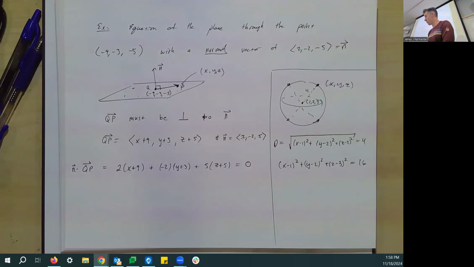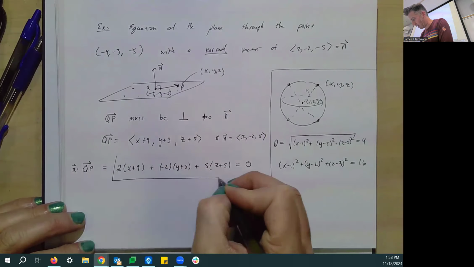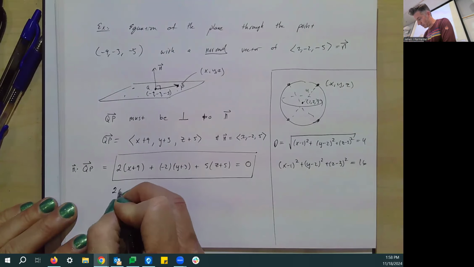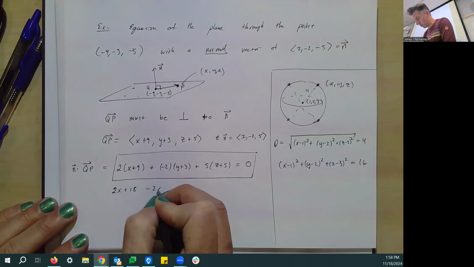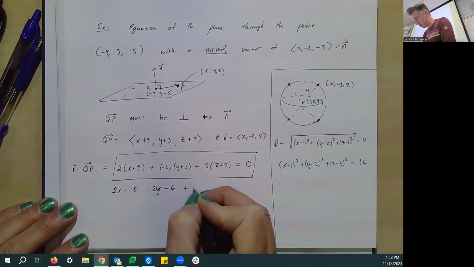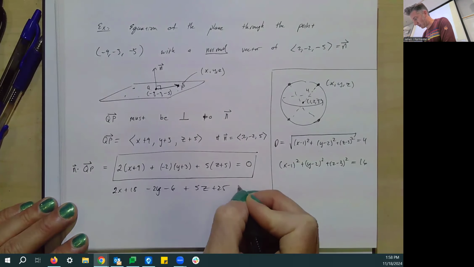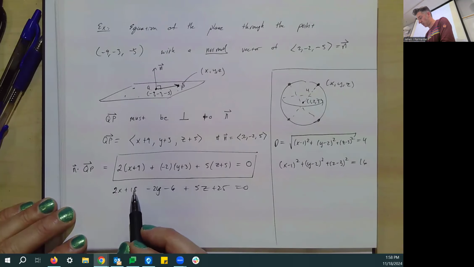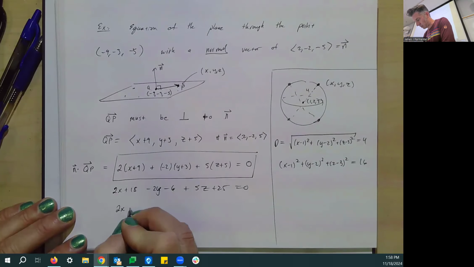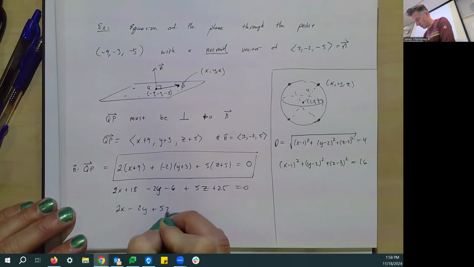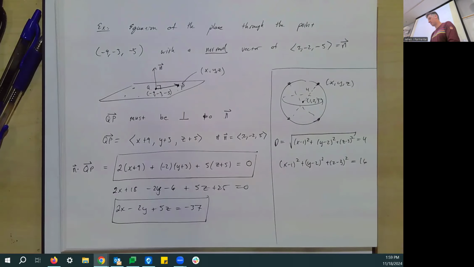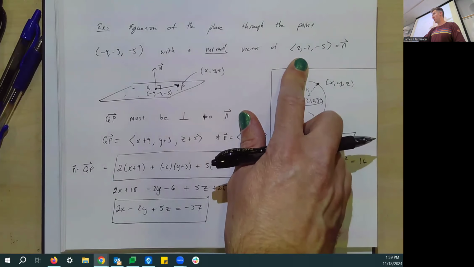And if we were going to be lazy or run out of time, we would leave it like this. But the more typical thing to do is to multiply it out, get 2x plus 18 minus 2y minus 6 plus 5z plus 25 equal to 0. And then 25 minus 6 is 19 plus 18 is 37. Subtract 37. You get 2x minus 2y plus 5z equals negative 37. And it is not at all a coincidence that the coefficients of x, y, and z are the components of the normal vector. That is standard.